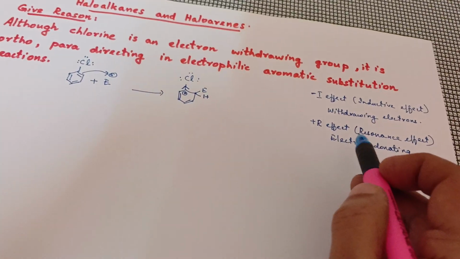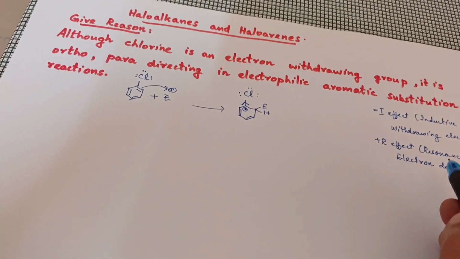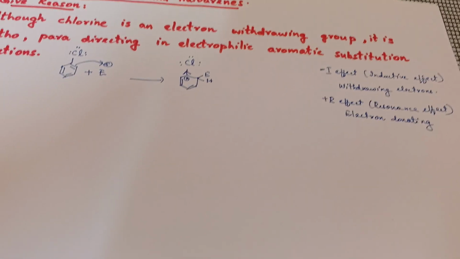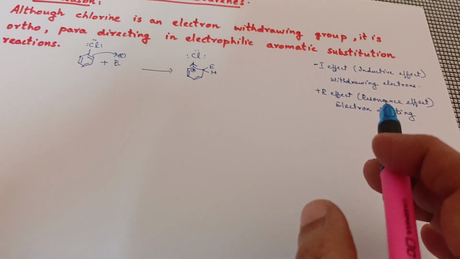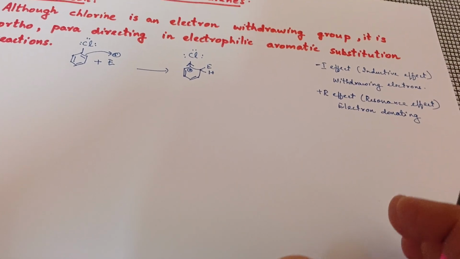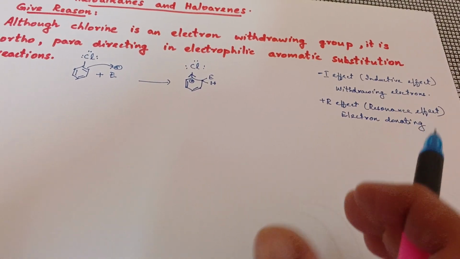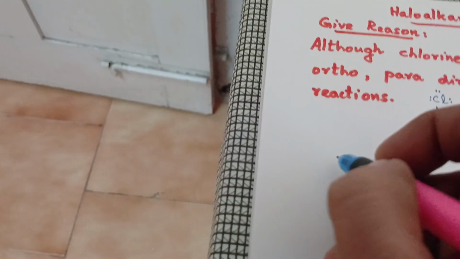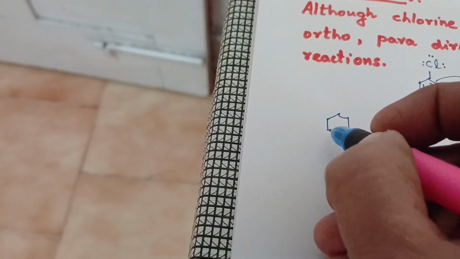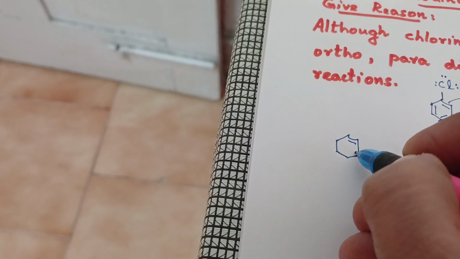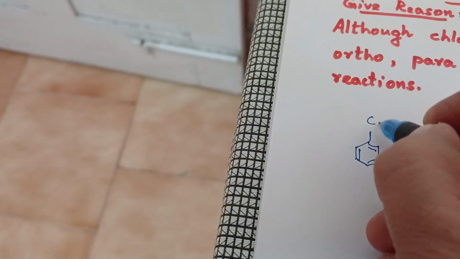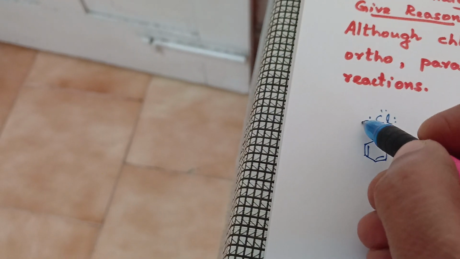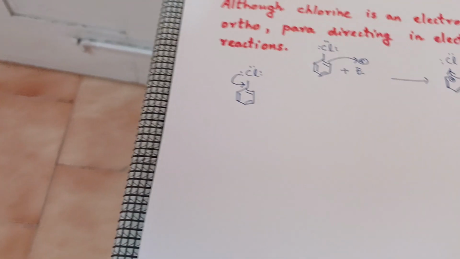But the plus R effect, on the other hand, will stabilize the carbocation. The effect of the resonance effect is more pronounced at the ortho and para positions. Let us have a look at it. Say we have chlorine attached here. Now this chlorine is donating electrons. This is the plus R effect.